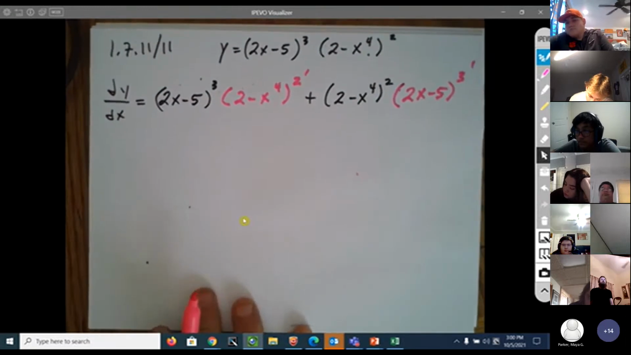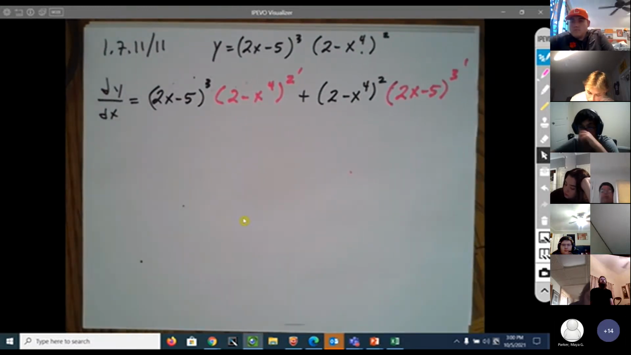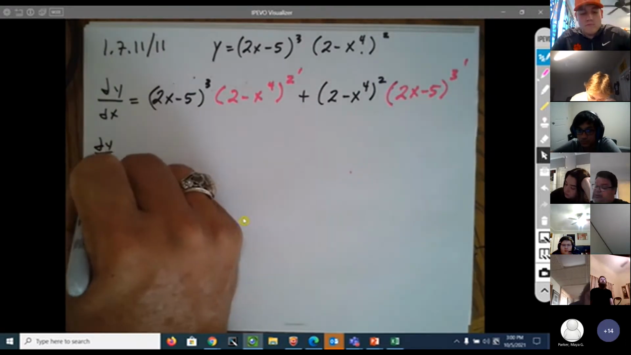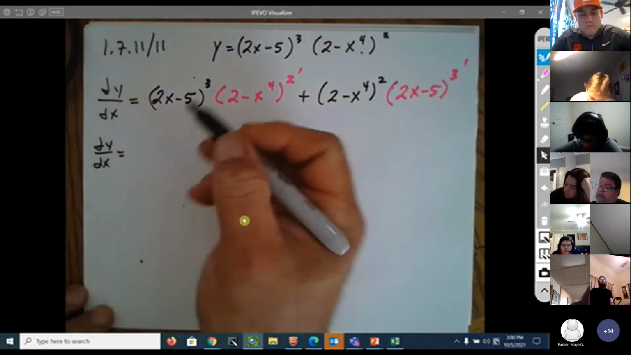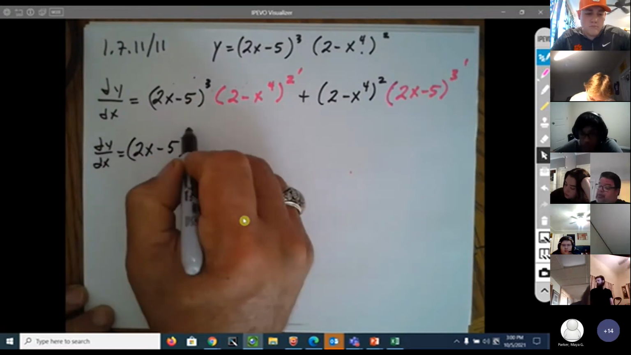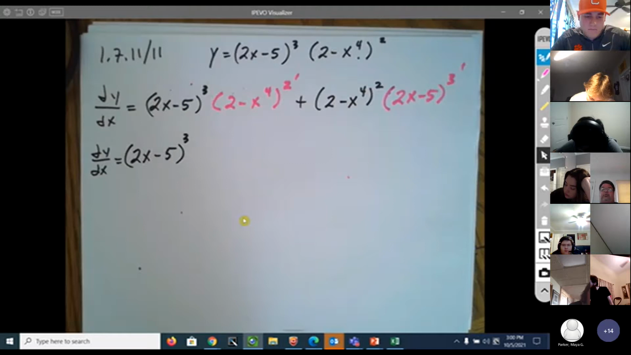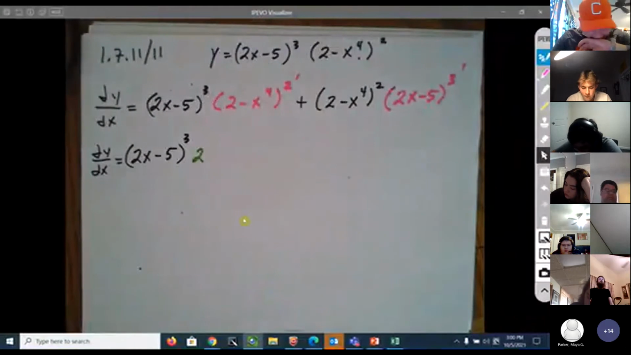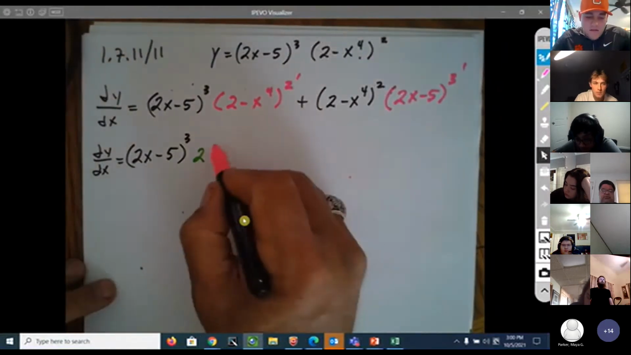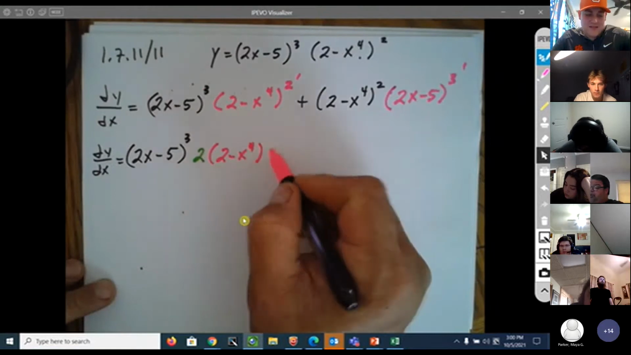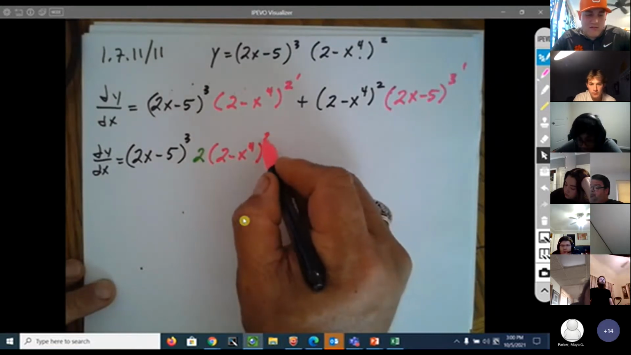Okay, that's the initial setup of the product rule. So dy/dx is equal to first, and now I'm going to take the derivative using the chain rule. So that's going to be 2 parentheses, that's in 2 minus x to the fourth, 2 minus 1.